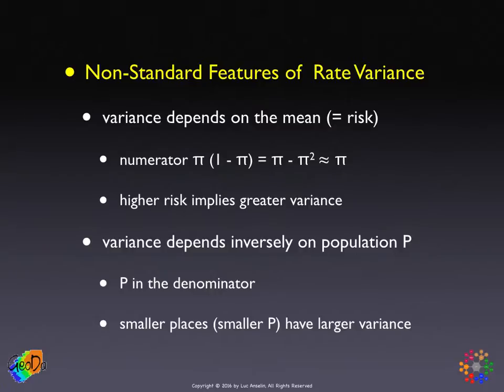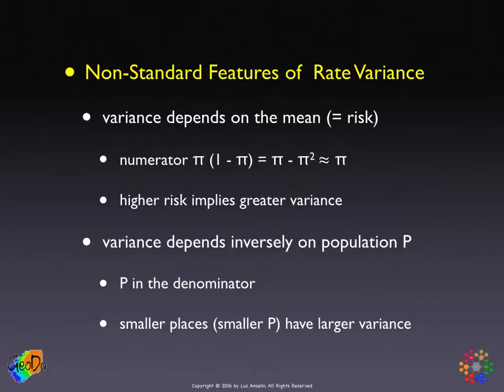So the rates are actually different in two respects from a standard normal variable. First of all, the variance depends on the mean. The mean is pi. The variance in the numerator is roughly pi minus pi squared, and pi squared is going to be much smaller than pi, so in terms of orders of magnitude, this is determined by the risk. So higher risk means higher variance. Lower risk means lower variance. That is a mean variance dependency, which is exploited in, for example, generalized linear models.